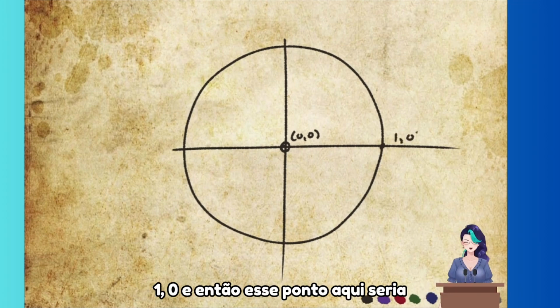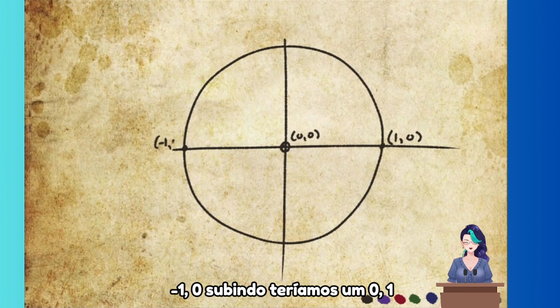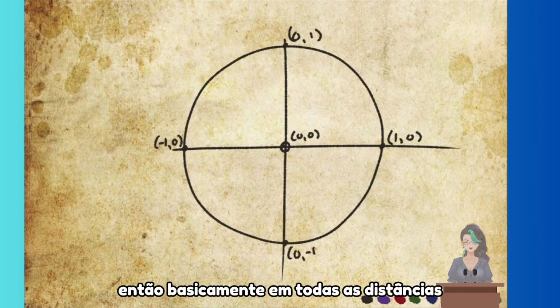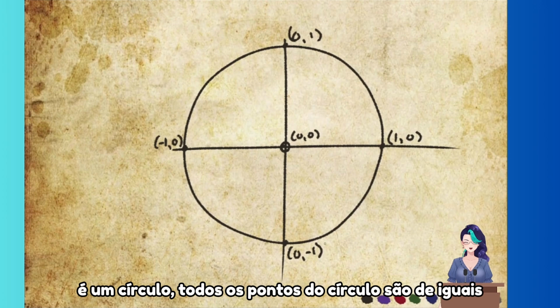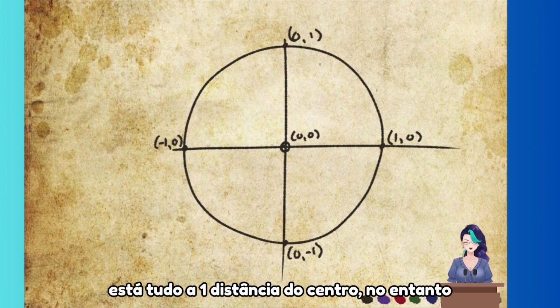So the radius here is 1, so this distance here is 1, which means that this point here is 1, 0, and this point back here would be negative 1, 0. Going up, we would have 0, 1, and to the bottom, we would have 0, negative 1. So in every direction, it's a circle. Every point on the circle is the same distance from the center. It's all 1 away from the center.